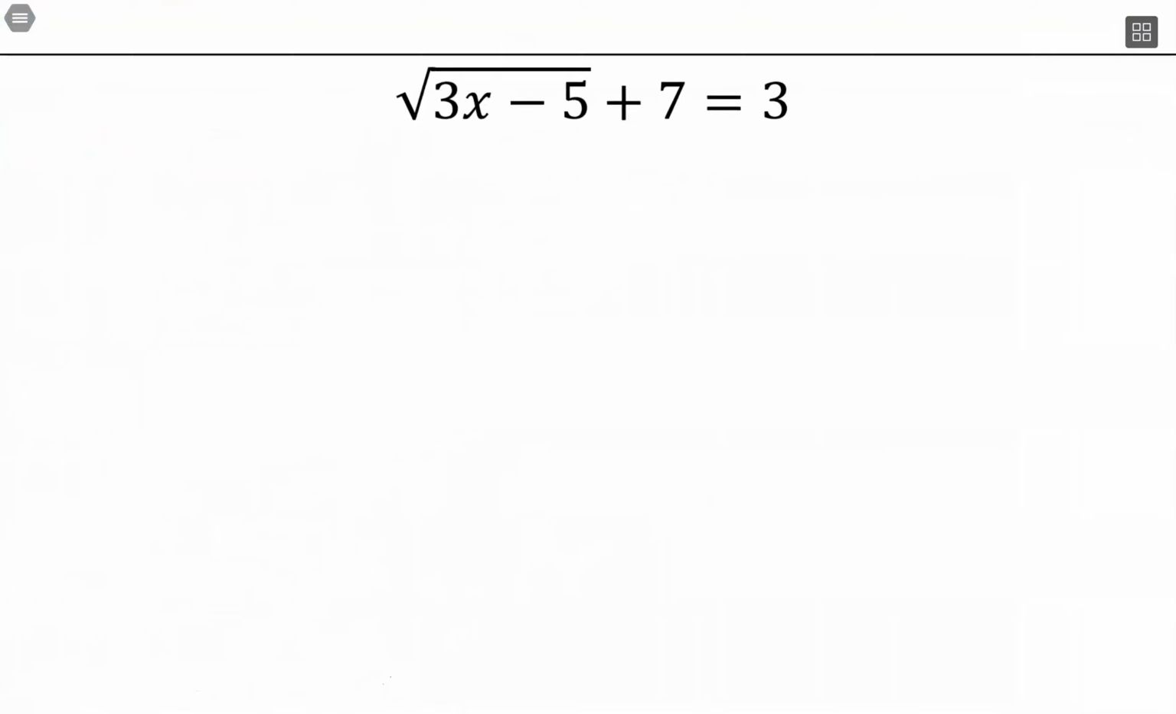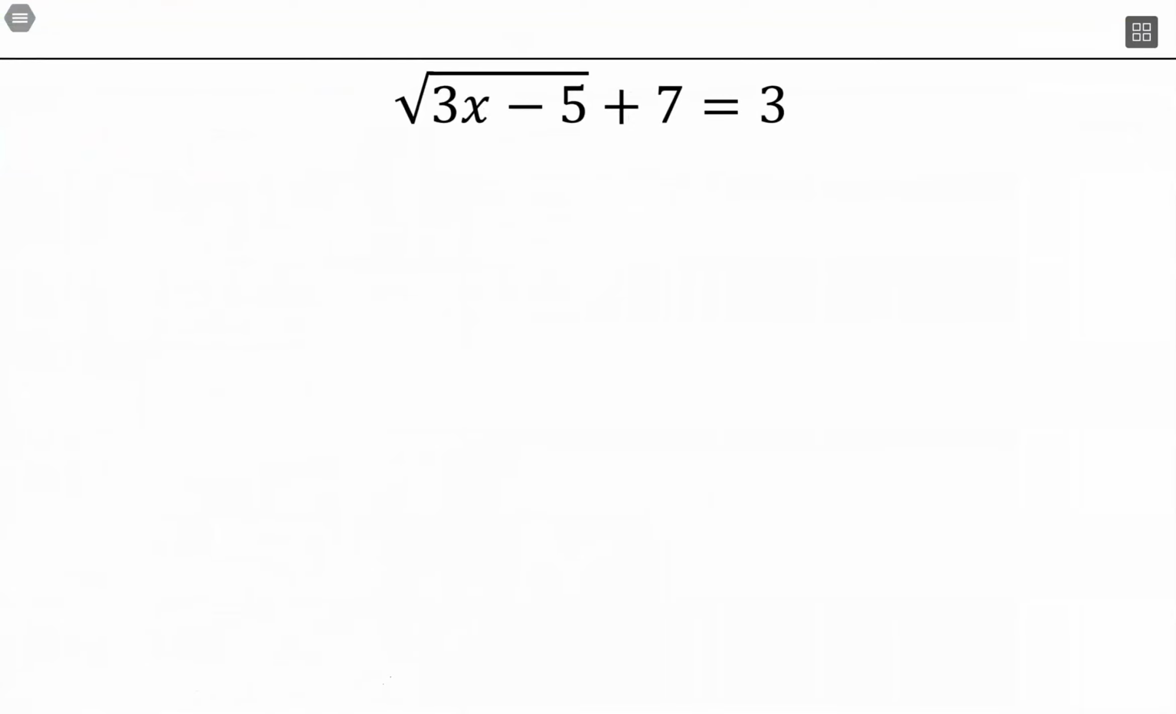Alright, our next example here, so the square root of 3x minus 5 plus 7 equals 3. So first thing we need to do is isolate our radical symbol, and with that I need to subtract 7 from both sides. So square root 3x minus 5 equals 3 minus 7, which is negative 4.